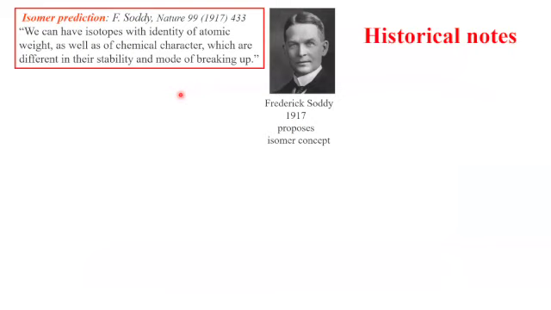The history of isomers really began with Soddy. He realized, or he hypothesized, that you could have different states of a given nuclide. He said they could be different in their stability, meaning a different half-life and different modes of breaking up. So you could have one state that gamma decayed and another state that beta decayed, for example. It's not entirely clear how he came to that view, but it was a good suggestion.